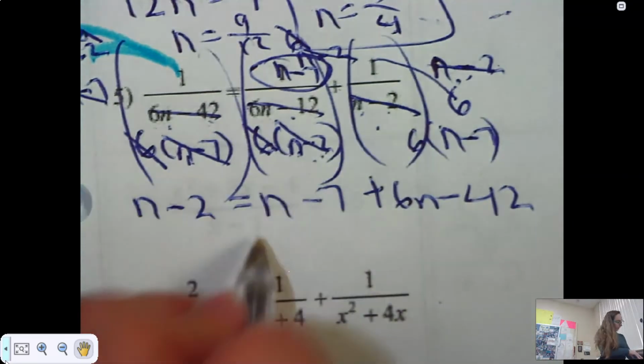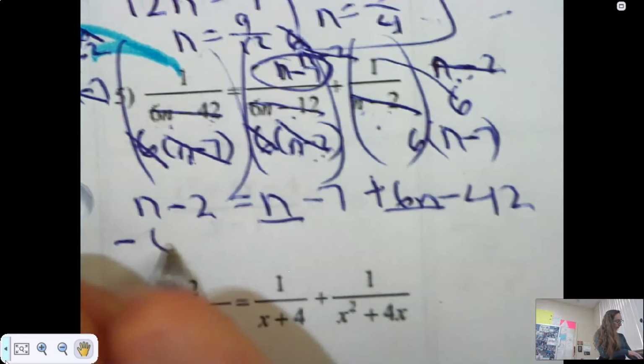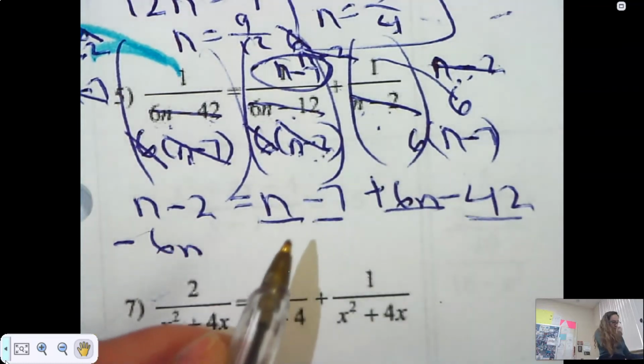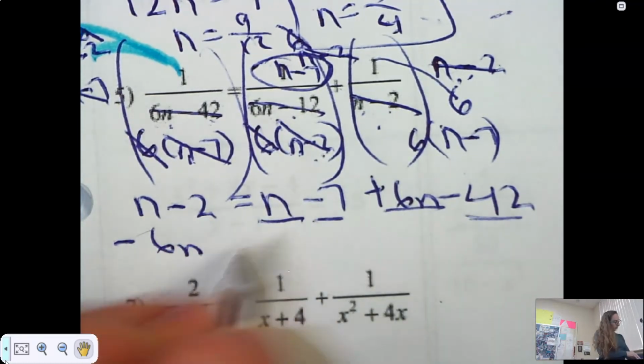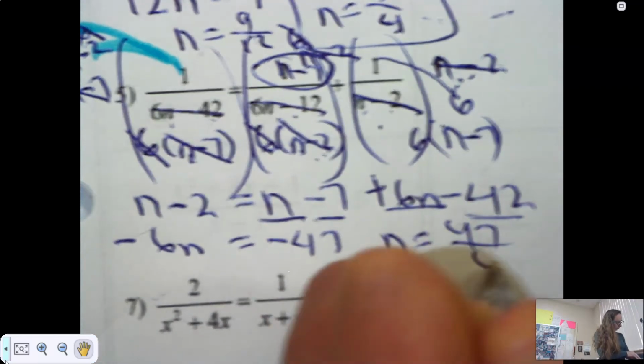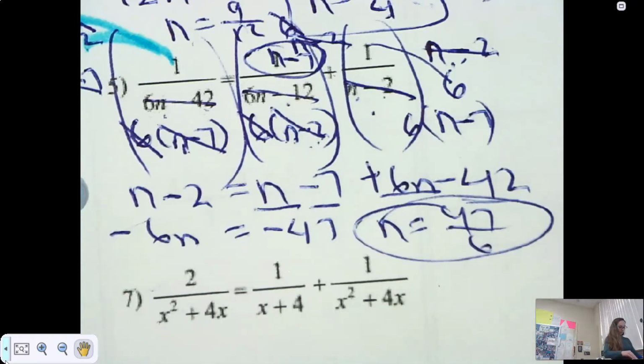So now I'm going to simplify. 1n and 6n is 7n. Subtract negative 6n. Negative 7 and negative 42 is negative 49. Add 2 to that, negative 47. I could have made mistakes, but I think you get the idea. N equals 47 over 6.